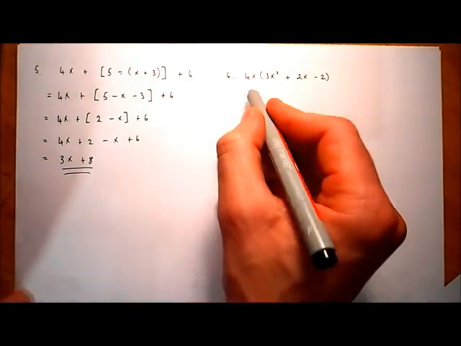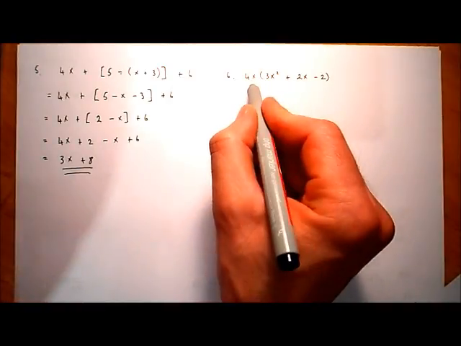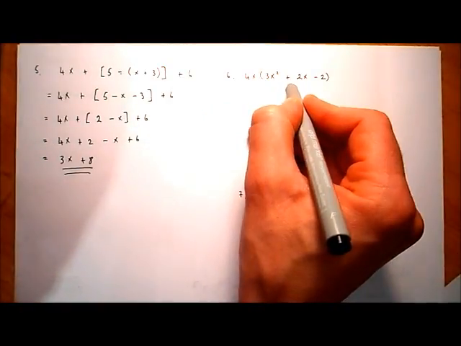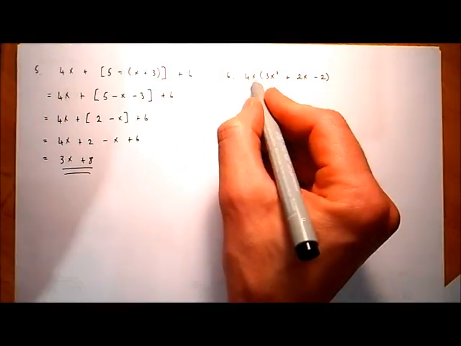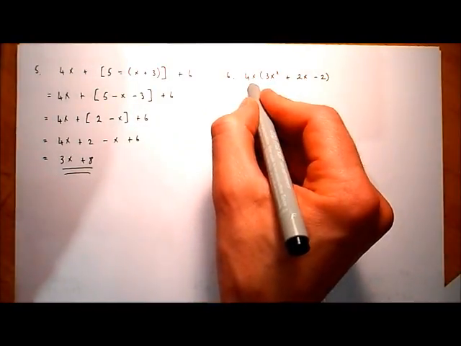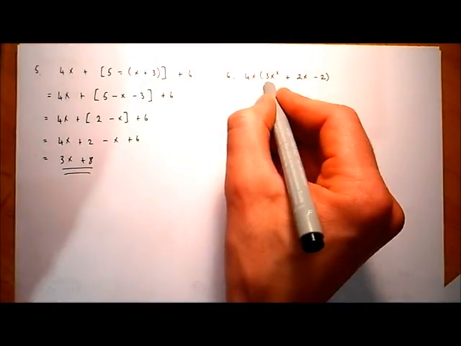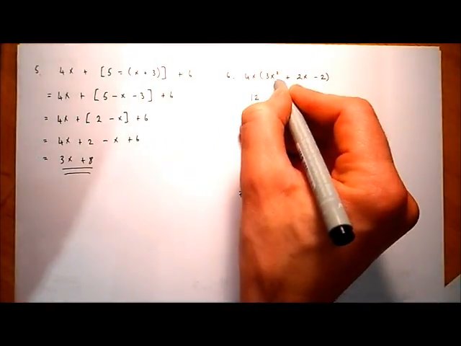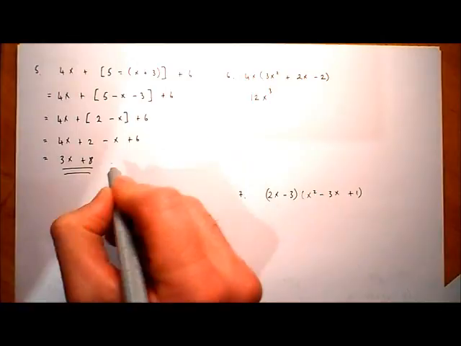Okay, question 6. So again, we're going to multiply here. So I'm multiplying 4x by 3x squared plus 2x minus 2. So I'm multiplying 4x by everything that's in the brackets here. So I go 4x times 3x squared. Well, 4 by 3 gives 12. And I've got x by x squared is x cubed.